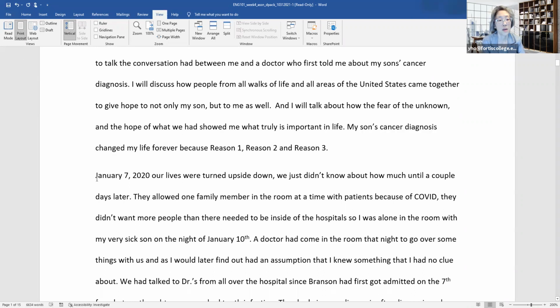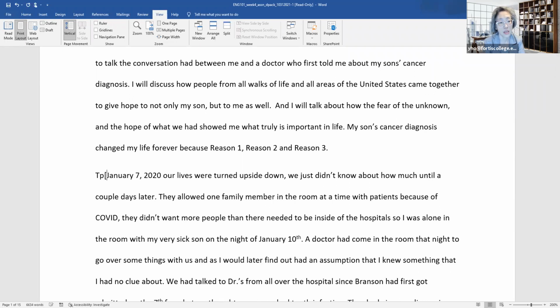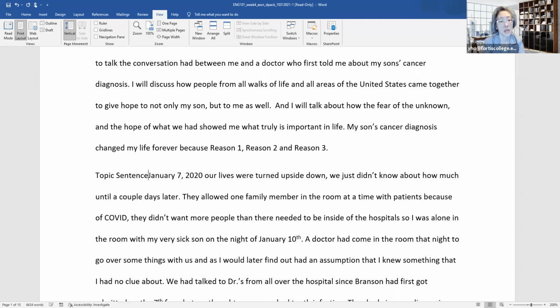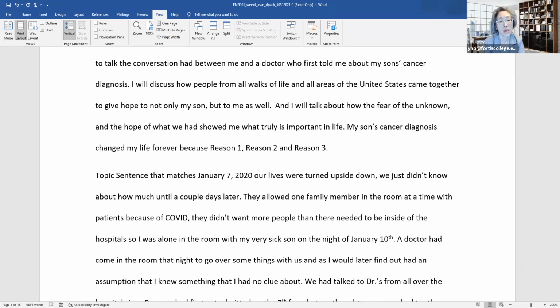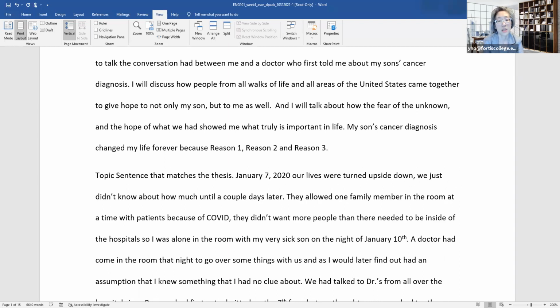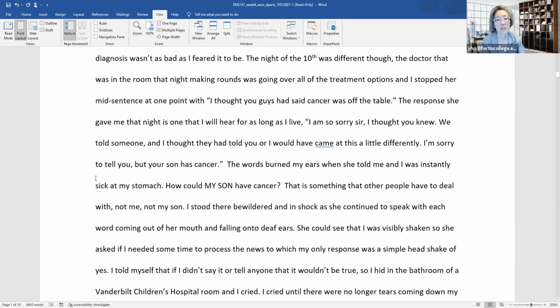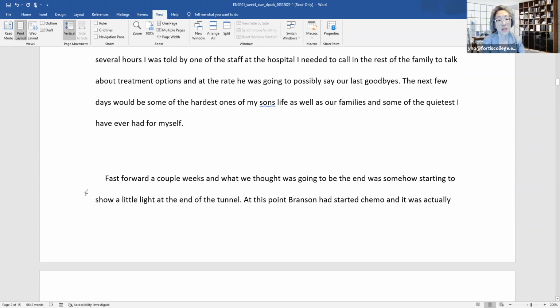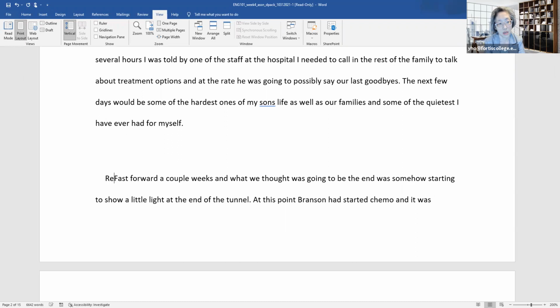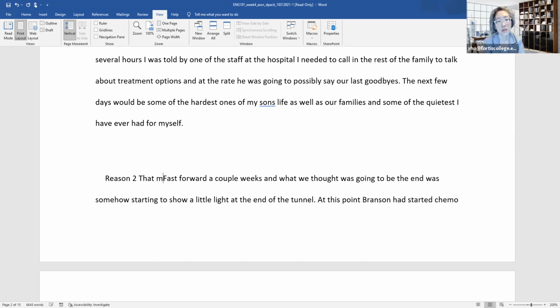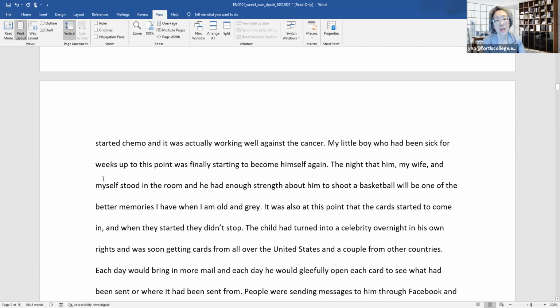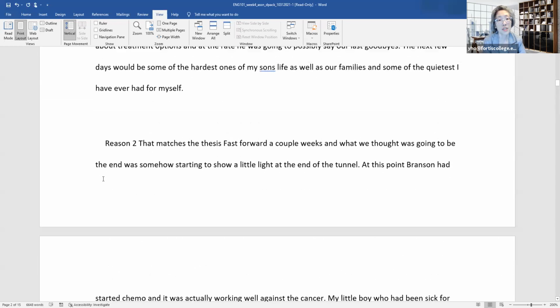Then here, you're going to write a topic sentence that's going to match the thesis. If the thesis, for whatever reason, is reason 1, that's going to be your topic sentence. Then you're going to write a 5 to 7 sentence paragraph. This is too long, so this needs to be 5 to 7 sentences. Then you're going to write reason two that matches the thesis, and that's going to be the topic sentence for the next paragraph. Here you need to shorten it to 5 to 7 sentences.